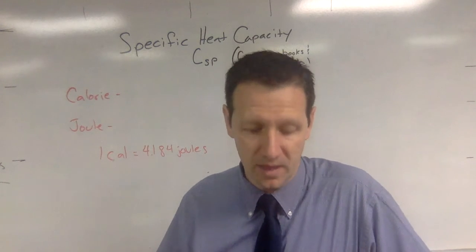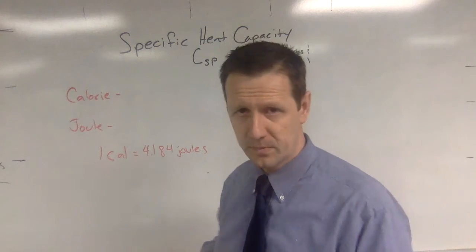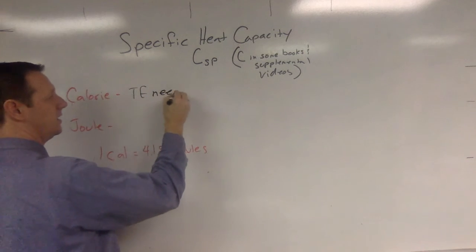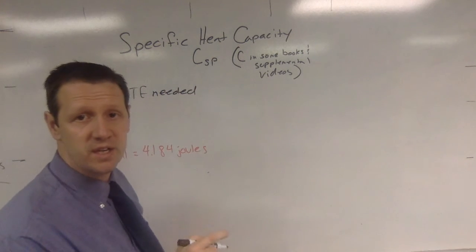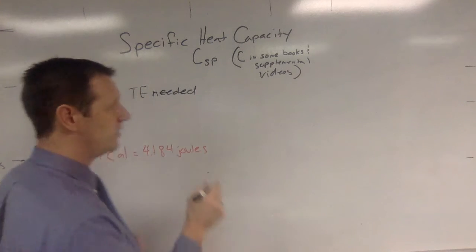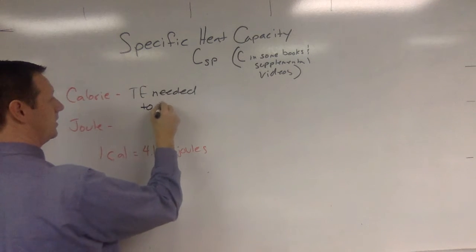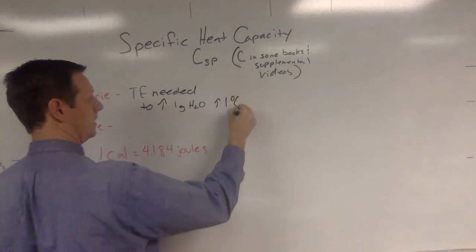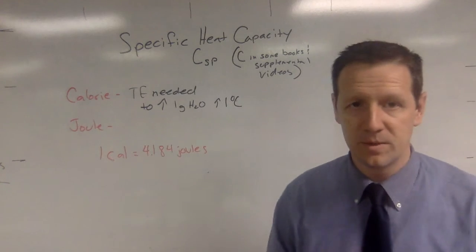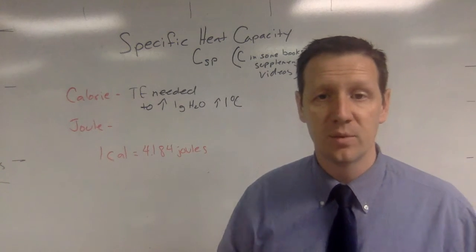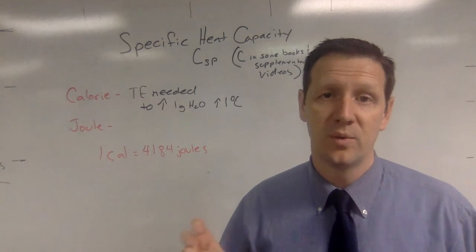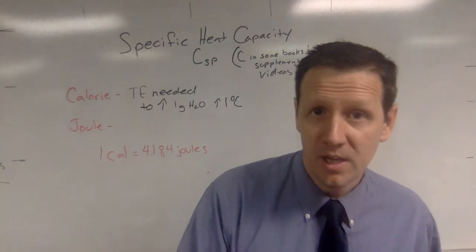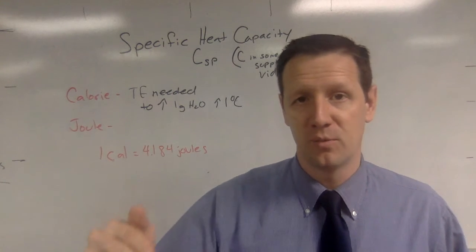The calorie is defined, and I'll write this down for you, as the amount of thermal energy needed to raise 1 gram of water 1 degree Celsius. Right, hopefully you get that. It's a little bit of a shortened version. The amount of thermal energy needed to raise 1 gram of water up 1 degree Celsius. Or technically you could reverse that. The amount of thermal energy that's needed to be lost to decrease the temperature of 1 gram of water by 1 degree Celsius.